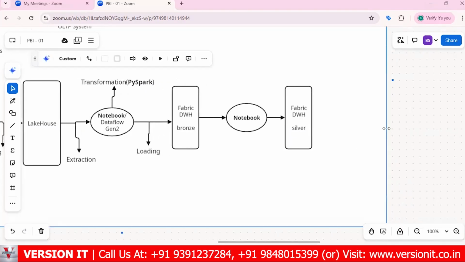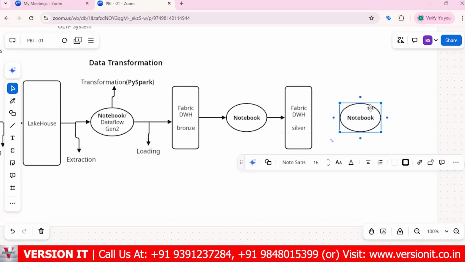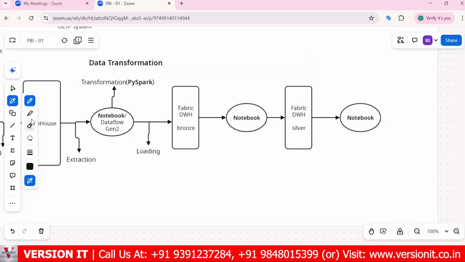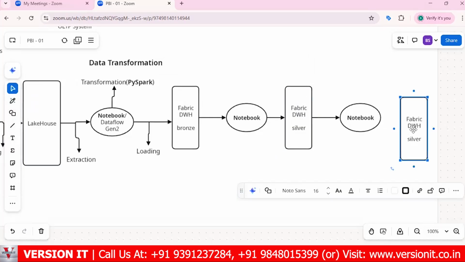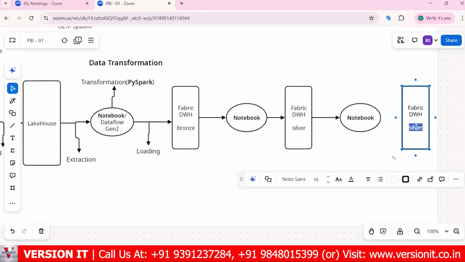We have not yet completed data transformation and data processing. We have one more layer under the medallion architecture. Silver is going to be the source, and again we are going to use the notebook to read the data from the silver layer and load it into the target. The target is going to be your Fabric data warehouse, and in this case we can say this is the gold layer.